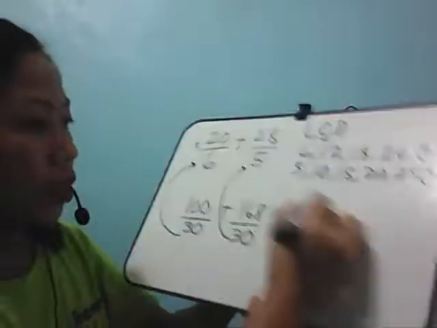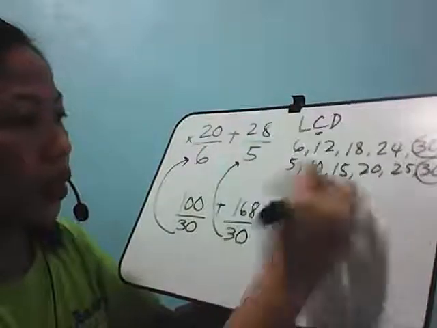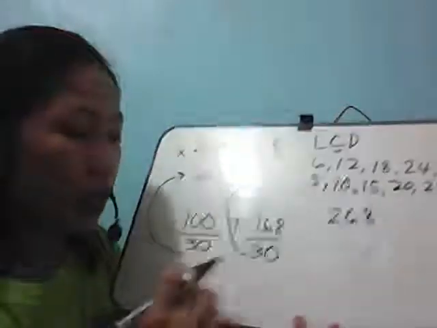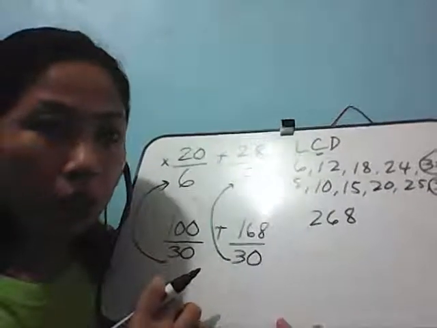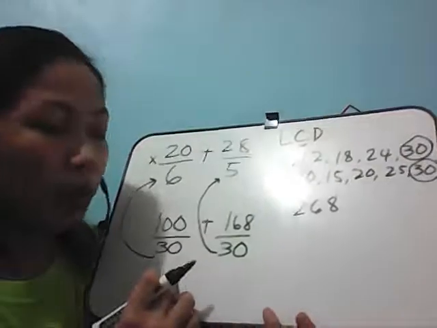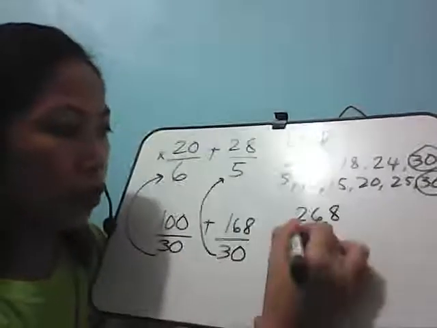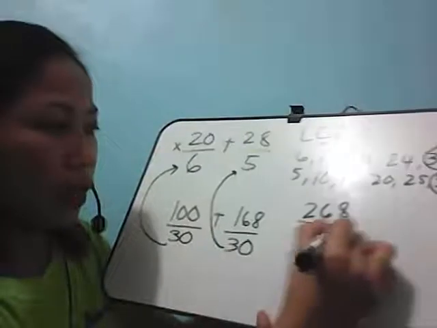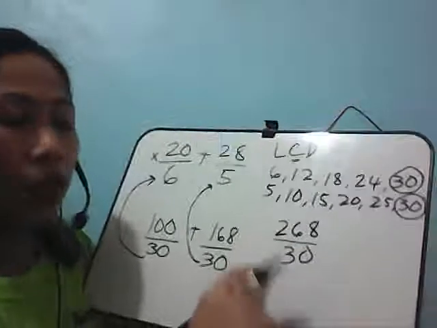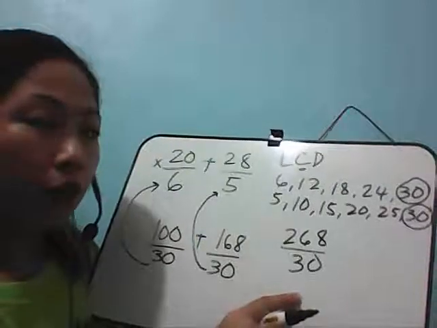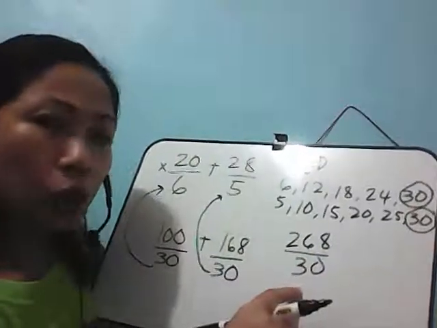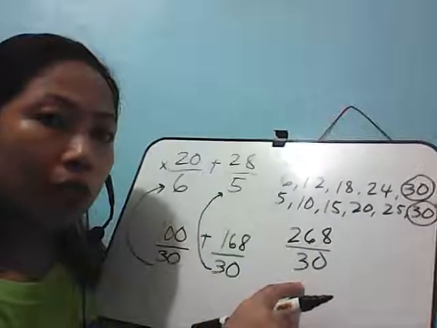268 over, of course, we need to copy the denominator only when the denominators are the same. So we need to copy only. So since our fraction here is still an improper fraction, why? Because our numerator is bigger than our denominator. So what we are going to do is to divide.